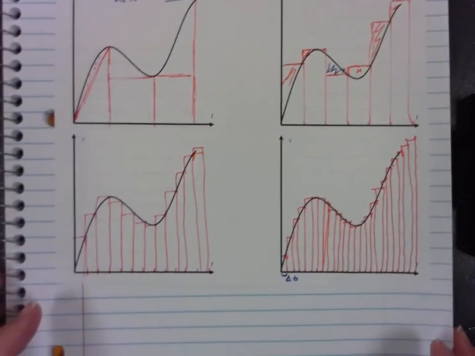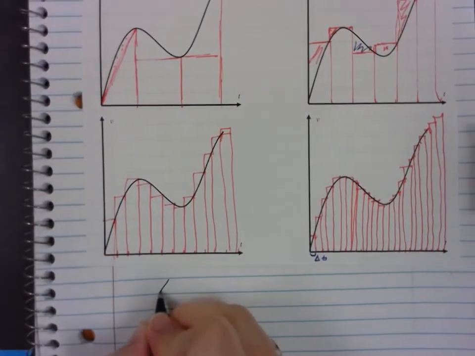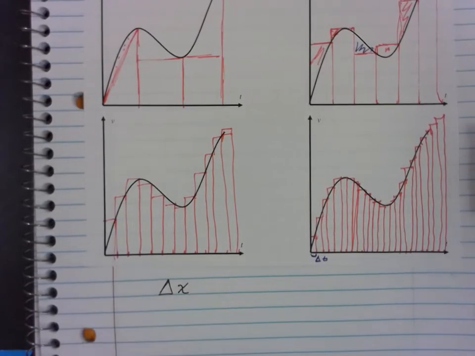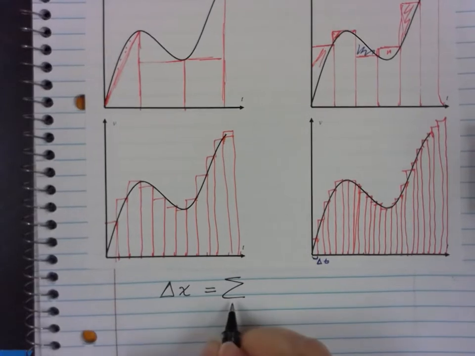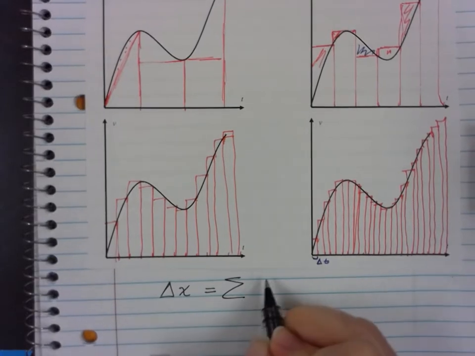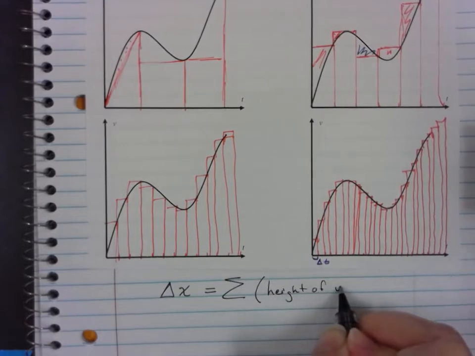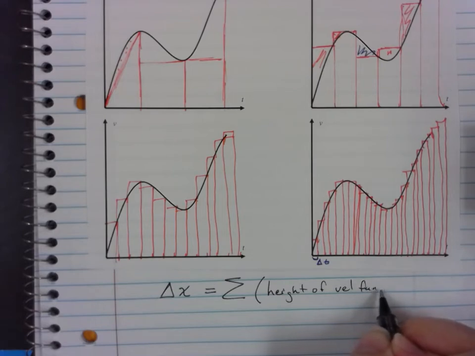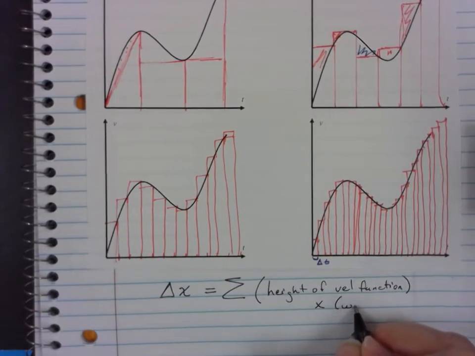So to switch to some symbols, what we've been doing here is approximating the displacement by adding up. Remember, this is the summation symbol from math class. It means add it all together. We want to multiply the height of the velocity function, whatever that curve is, times the width of the time interval.